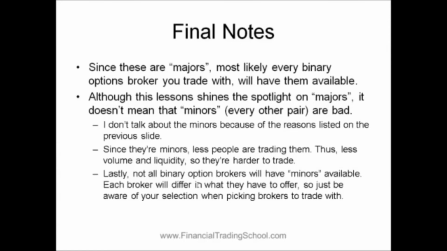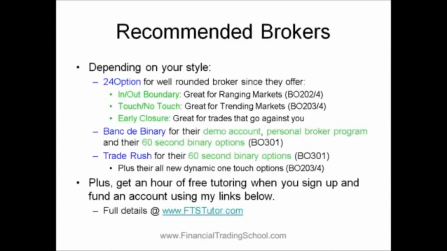And although this lesson shines the spotlight on majors, it doesn't mean that minors, e.g. every other pair, are bad. I don't talk about minors because of the reasons listed on the previous slide. Since they're minors, less people are trading them, thus less volume and less liquidity, so they're harder to trade. Lastly, not all binary option brokers have minors available. Each broker will differ in what they have to offer, so just be aware of your selection when picking brokers to trade with. So that's it, I'm done.